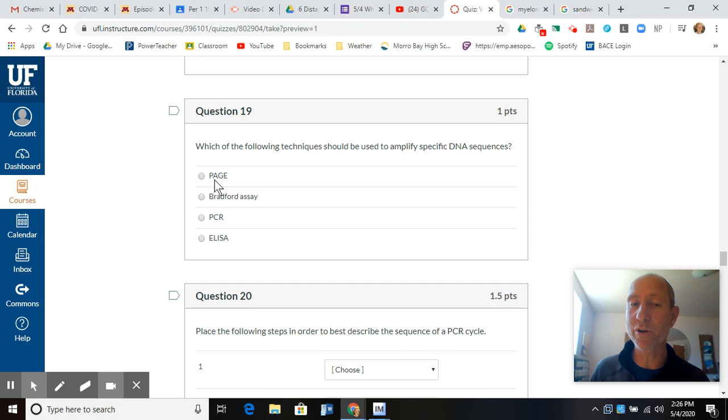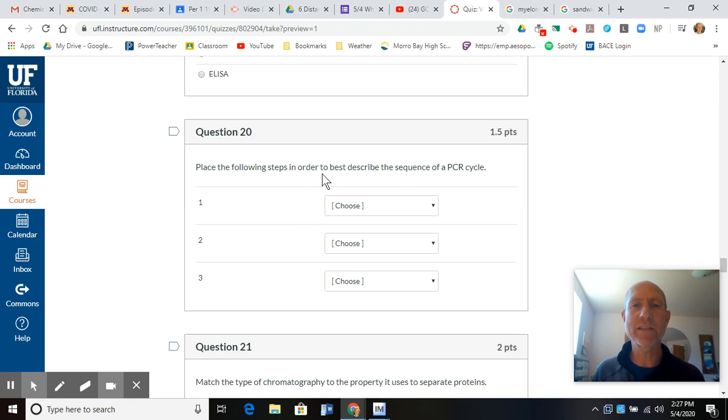This separates proteins according to size. A Bradford assay, we did that a whole bunch in applied chemistry with the milk, you might remember, and we were able to use a Bradford assay to quantify or measure how much protein there is in a solution. PCR is polymerase chain reaction. ELISA is the antibody test that's used to test for a certain protein, if a certain protein's there or not. So anyway, PCR for this one.